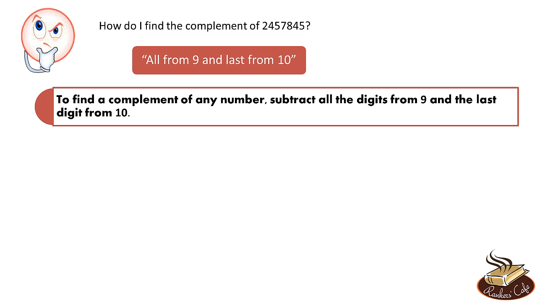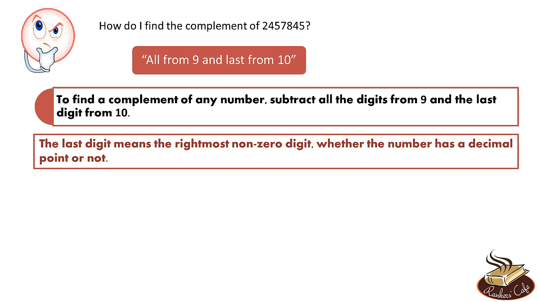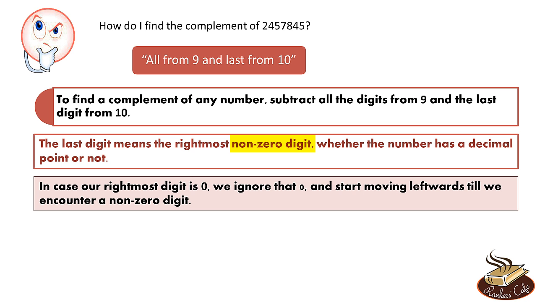Now what do we mean by the last digit? The last digit means the rightmost non-zero digit, whether the number has a decimal point or not. Now the term non-zero is very important here. In case our rightmost digit is 0, we ignore that 0 and start moving leftwards till we encounter a non-zero digit. And the first such non-zero digit will be our last digit.